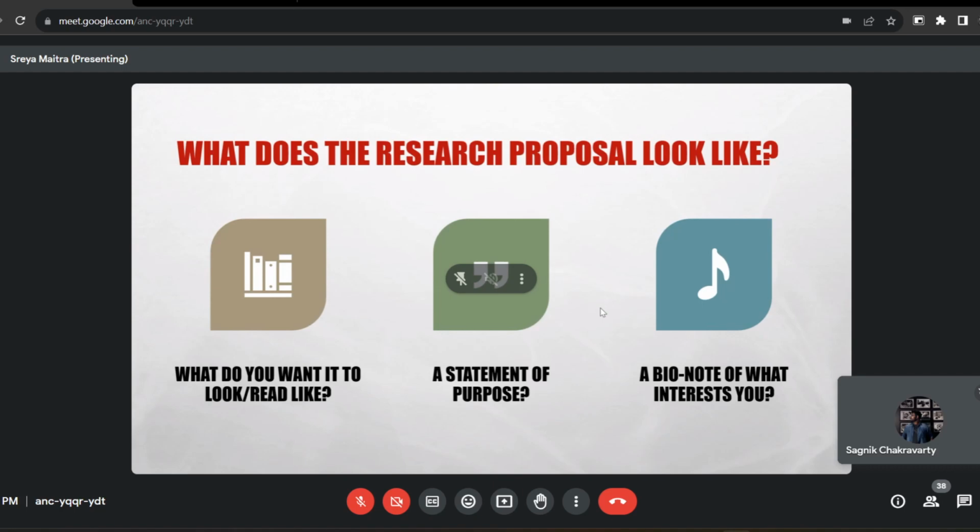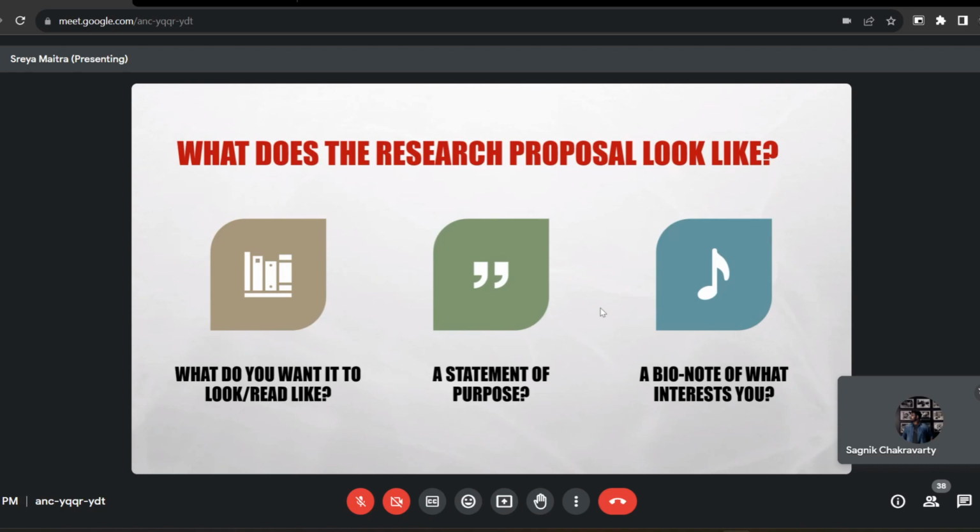Finally, a research proposal is not a bio note of what only interests you. When I'm saying that I'm fascinated by Vande Bharat, it is not that I go on writing about how I loved trains since I was a kid, and how trains and going from one place to another with my family on holidays was the most interesting part of the year that I looked forward to. No, not a research proposal. Maybe a bio note, maybe great for an autobiography that you will write later, but not a research proposal.